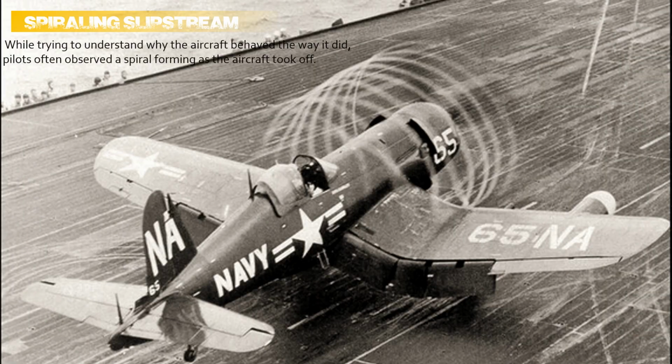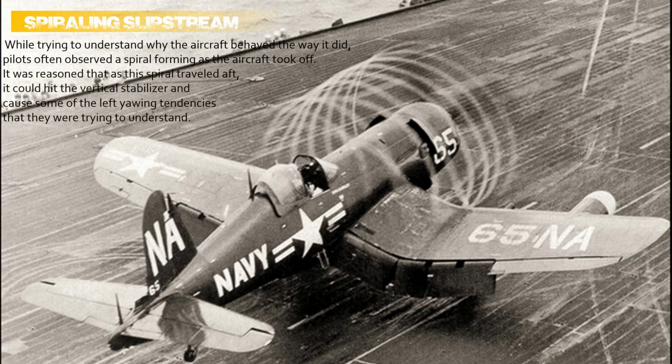While trying to understand why the aircraft behaved the way it did, pilots often observed a spiral forming as the aircraft took off. It was reasoned that as the spiral traveled aft, it could hit the vertical stabilizer and cause some of the left yawing tendencies that they were trying to understand. This is the birth of the spiraling slipstream. The only problem is, they were wrong.